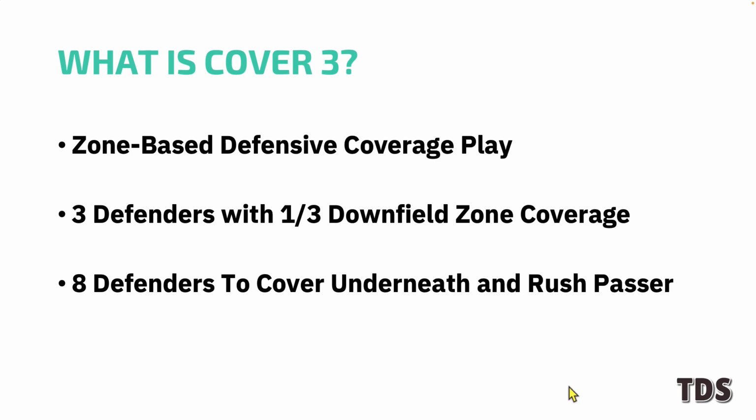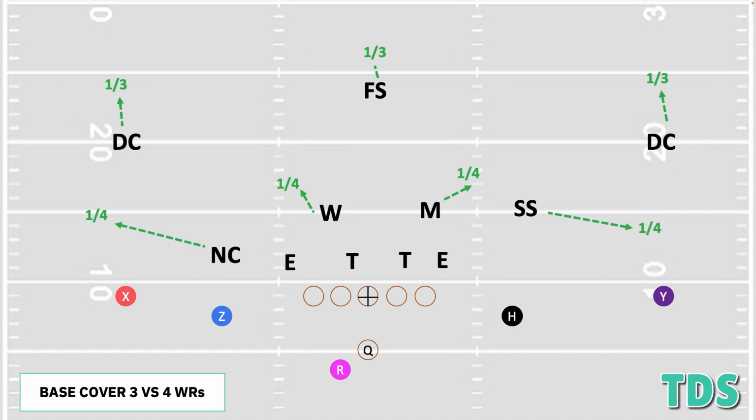But what is cover 3? Very, very simply, the 3 after the word cover implies 3 deep defenders. So you'll typically have 1 safety and 2 corners, or it might be 2 safeties and a corner. And it's their responsibility to cover a third of the field downfield. We'll show you a diagram in a moment. That then leaves the other remaining defenders to cover underneath and rush the passer in any combination that the coordinator likes.